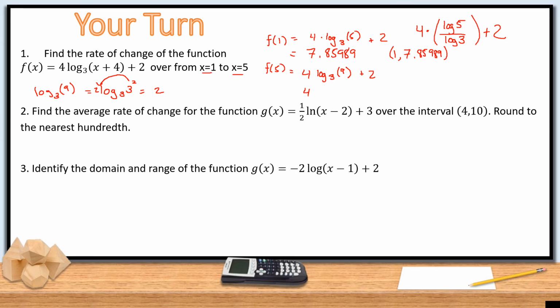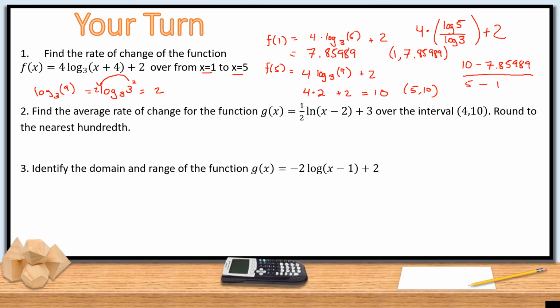So we have 4 times 2 plus 2. 4 times 2 is 8, plus 2 is 10. So this one actually is a whole number coordinate. So we get 5, 10. And then we're doing our slope formula. So we'll have 10 minus 7.85989 over 5 minus 1.